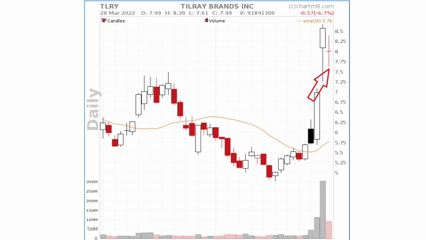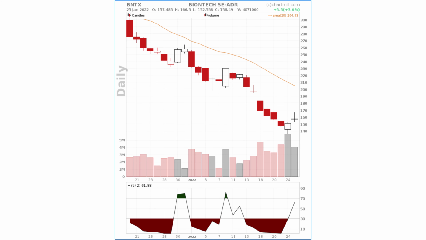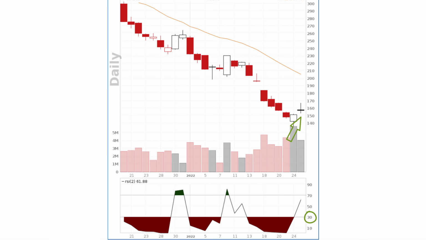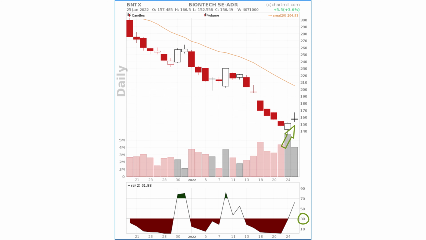The 2-period RSI, which rises again above the 30 level, is the indicated signal for a long setup, and this can be observed in the chart of BNTX at the date of January 25th. Remember that these specific setups to buy or sell are only withheld if these first 3 steps are completed.